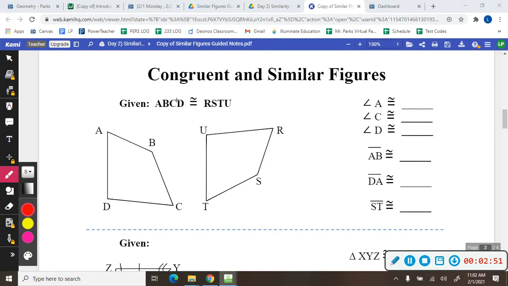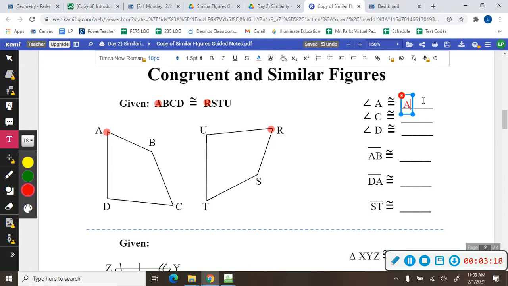So looking at this, they tell us that quadrilateral ABCD is congruent to RSTU. And they're asking angle A is congruent to what? Well, if you look here, angle A is in the same spot as R. So we know that A is congruent to R. So I could say this is congruent to angle R. And I will go ahead and put in the angle symbol. Let's imagine that's the angle symbol.